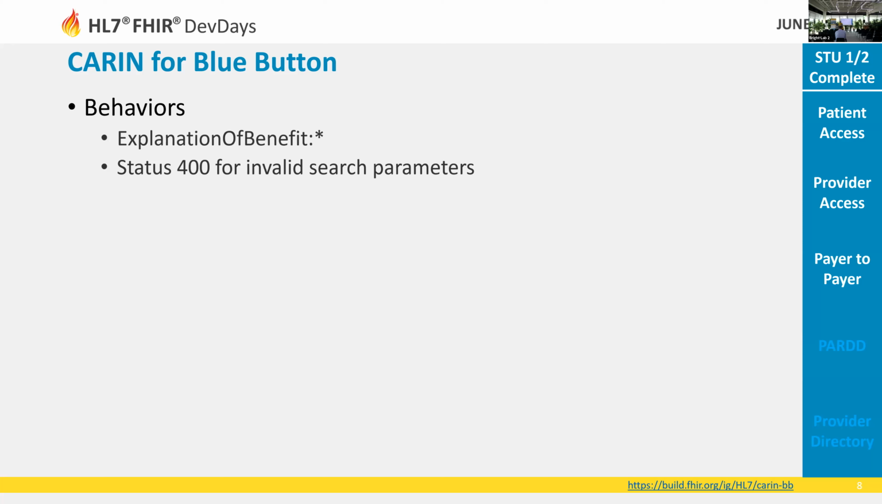Another one is the status 400 for invalid search parameter. I know a lot of FHIR servers out there that if you have an invalid search parameter, maybe it ignores it. Maybe it just brings back all the resources. But in this case, you actually need to return a 400 if you implement this IG. And you can see, I'll highlight again on the right, the APIs in white that this applies to.